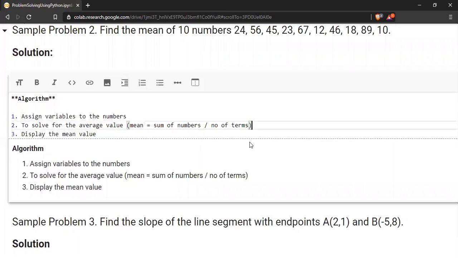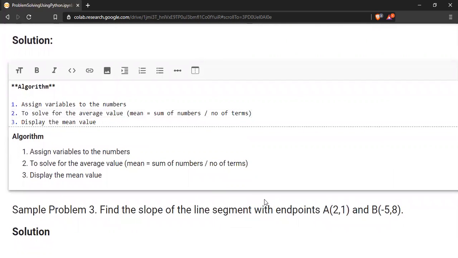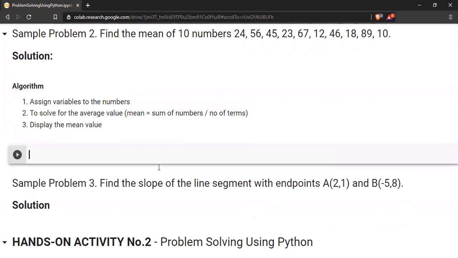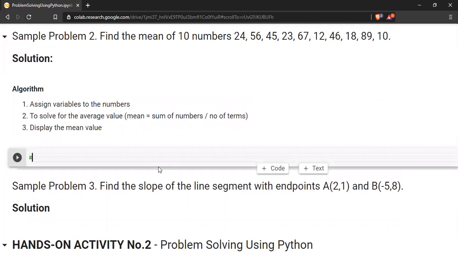Now, what we are going to do next is to create a code that will solve and display the mean of 10 numbers. So I will add a code cell here so we can type our code. I will start by creating a comment.